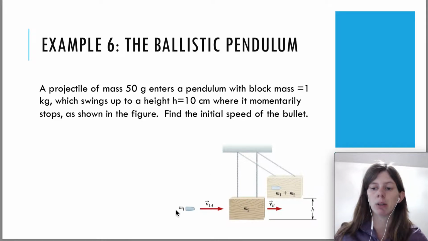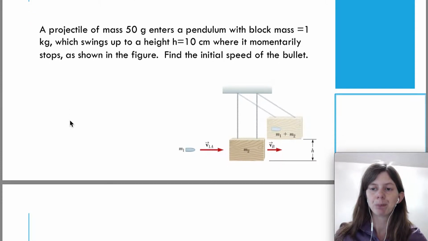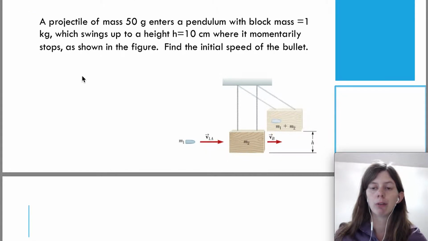So you can imagine the faster that the bullet is shot into the block, the higher that they're going to go. So this is a two-part problem. You can see that there's a collision over here, but then as soon as the bullet becomes embedded into the block, they both rise. That's conservation of energy. So we really have to separate and look at the two parts separately. So let me go ahead and draw a picture first for the collision.